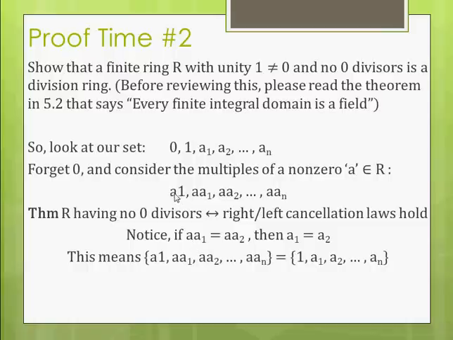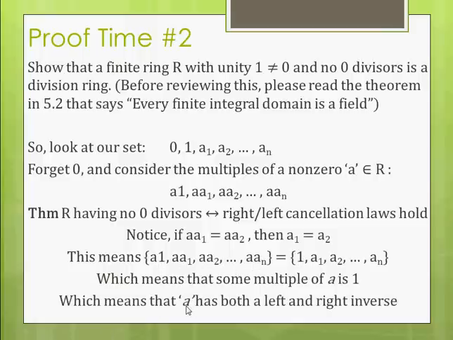So the point is that this set equals this set, forgetting 0, because we just use the left and right cancellation law. We cancel the a's out on the left. So that means that exactly one of these multiples will equal 1. So we know that a has a left inverse, or rather a right inverse, because we're multiplying these elements on the right of a to show that one of them will equal 1. And we can use the exact same argument to show that it has a left inverse.